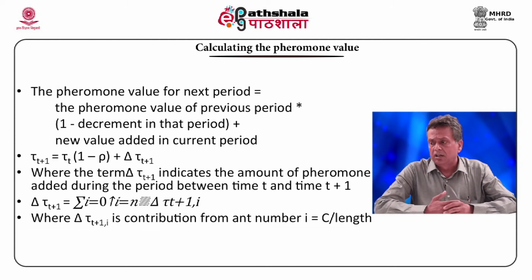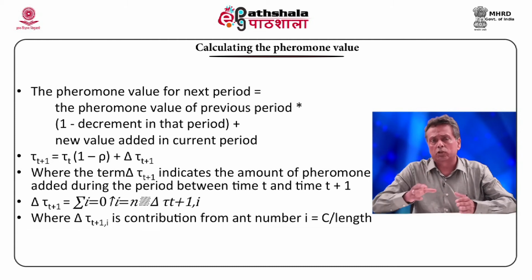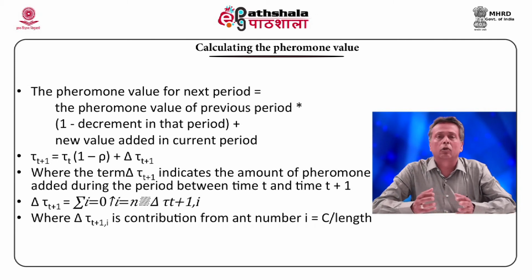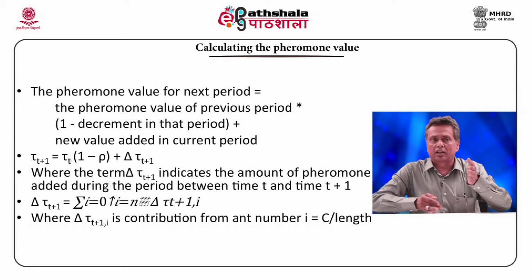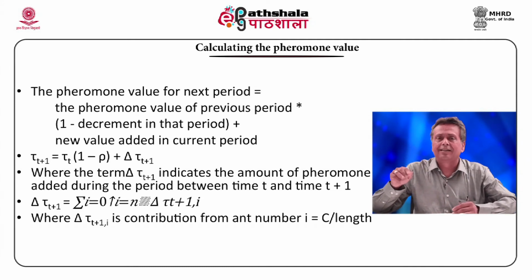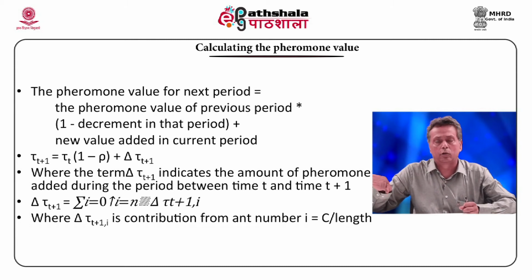Here it is shown as tau t plus 1. Tau is the value of pheromone equal to tau t, the earlier one, multiplied by 1 minus rho. Okay. So, that is the earlier value plus the decrement. Then you add the total collective pheromone added by the ants in the current cycle. So, that is delta tau t plus 1.